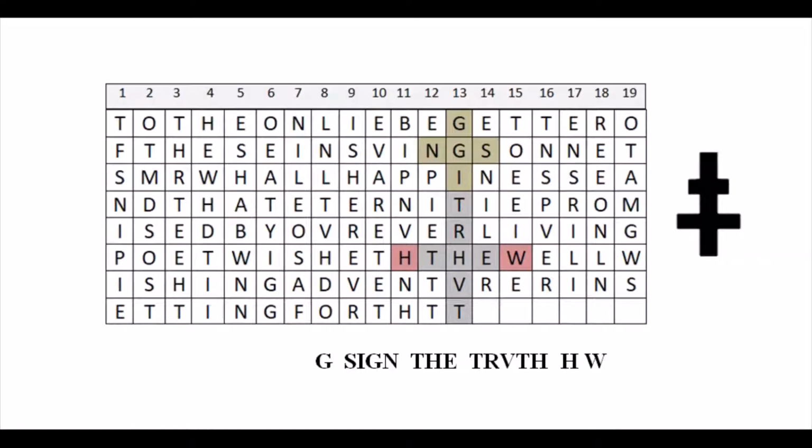The other rebus I showed in the video is in column 13. It's in the shape of a cross of Lorraine, also called a cross of Anjou, and is comprised of the letters spelling G sign for God sign, the truth, and the letters HW, initials for Henry Wriothesley.